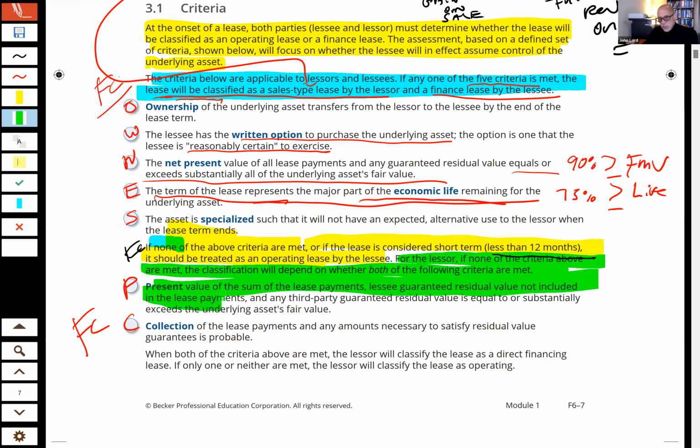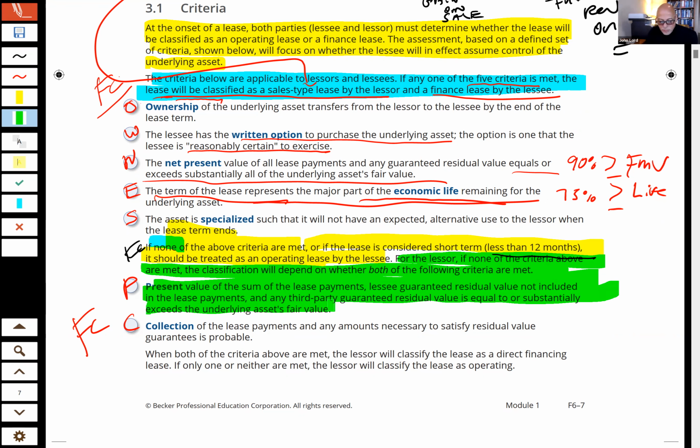You know, sometimes lessors will want to protect themselves. You're going to beat this thing up and they're going to hand it back as a hunk of junk. So they say, hey, you have to guarantee at least that it'll be worth this, and that'll come at the end of the lease. So if it's not included in the lease payments, then you would include it. If it's included in the lease payments, then you just pick up the lease payments. But the present value of those and any third-party guaranteed residual value is equal to or substantially exceeds the underlying fair value of the asset.